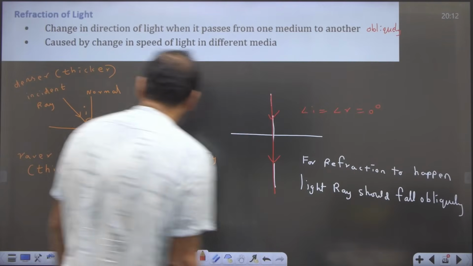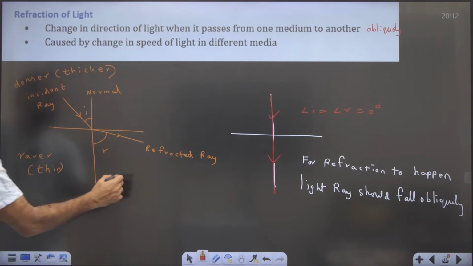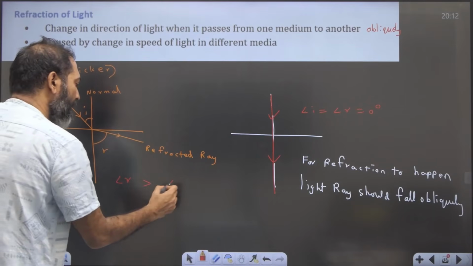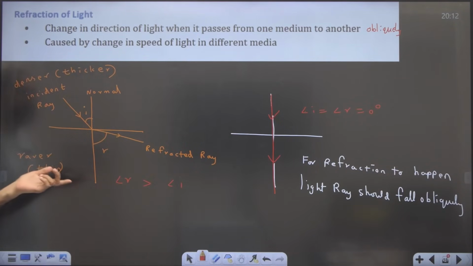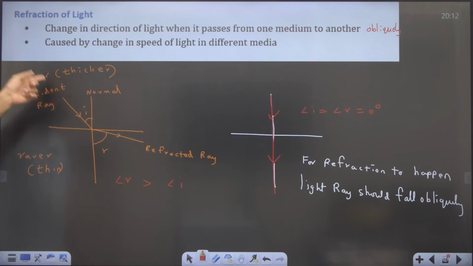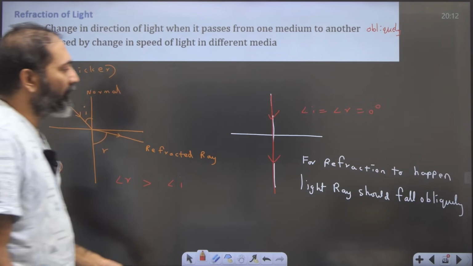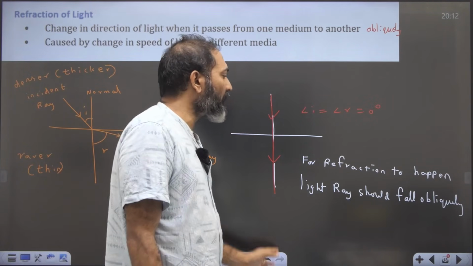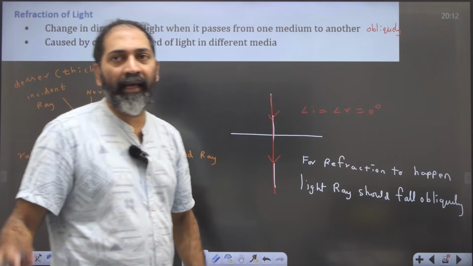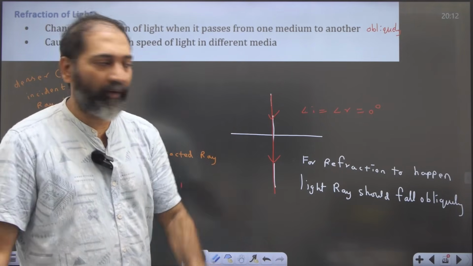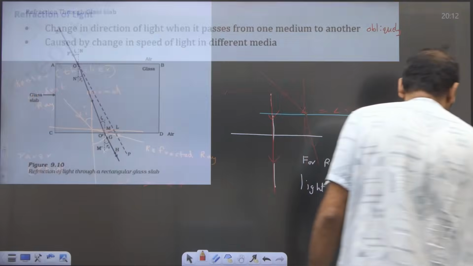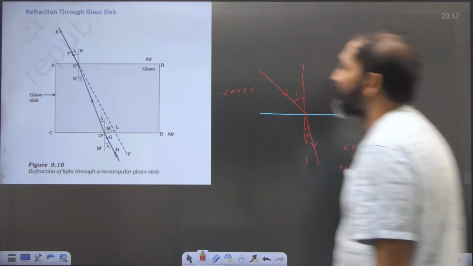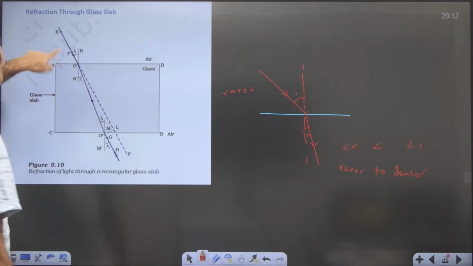In the previous example, what have we seen? Angle of refraction greater than angle of incidence. Under what condition? When a light ray travels from denser to rarer. When a light ray falls along the normal, then there is no refraction. Angle of incidence is equal to angle of refraction is equal to 0. Any doubt?